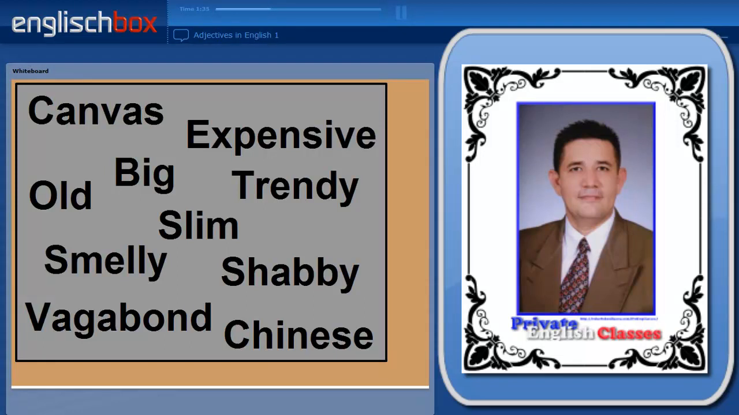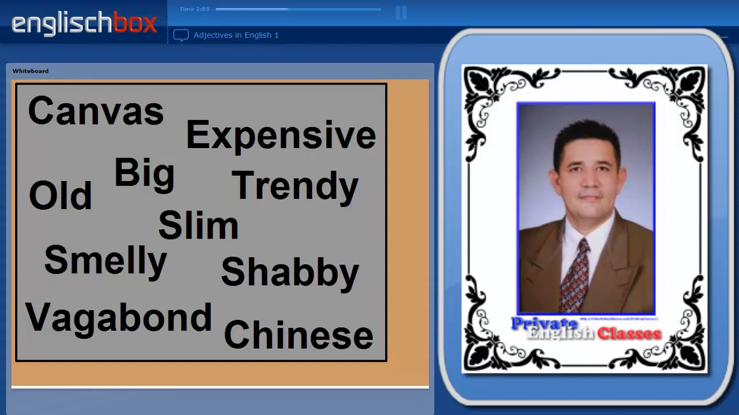Or a slim shoe because it's quite thin, or a trendy shoe because all the cool kids are wearing them. Perhaps you would say it's a smelly shoe because it is, or a shabby shoe because it also is. Perhaps you would say that it's a vagabond shoe because it's made by the company Vagabond, or a Chinese shoe because it was manufactured in China. So here we have lots of adjectives.